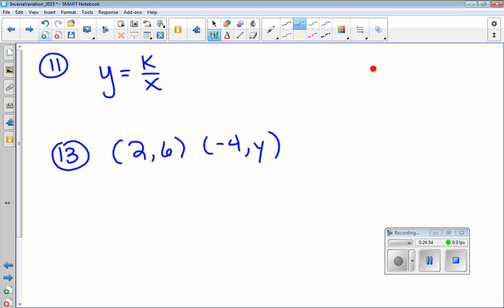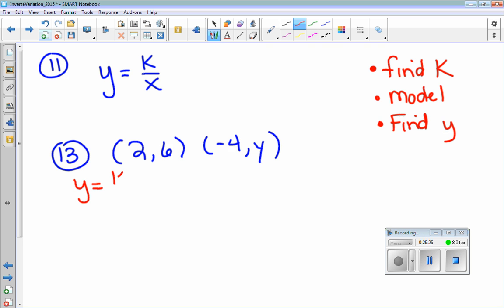Again, first find our constant of variation. Second, I'm going to create a model. And third, I'm going to find what I'm looking for. In this case, we're going to find y. Okay? How can I find k with my given information? I used 2 and 6. Good. I'm going to use the first point to find my k. So y equals k divided by x. It's inverse. 6 equals, I'm sorry, k over 2.